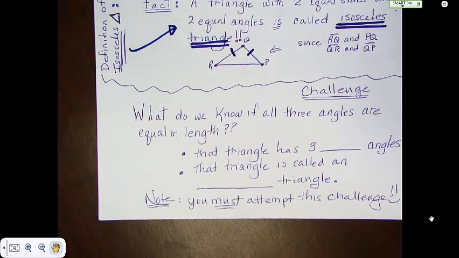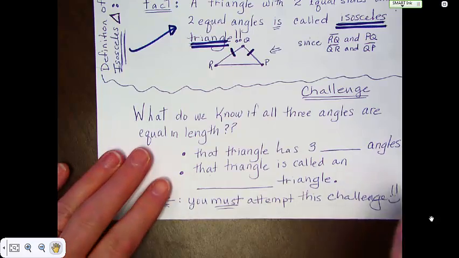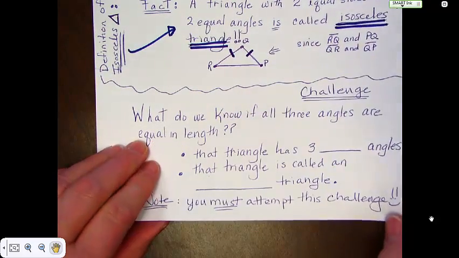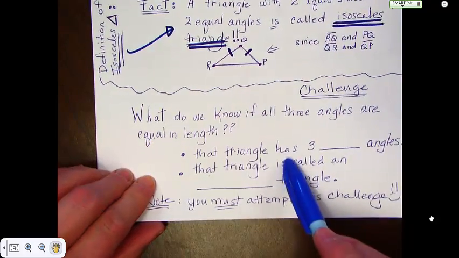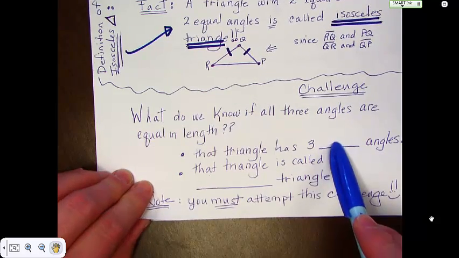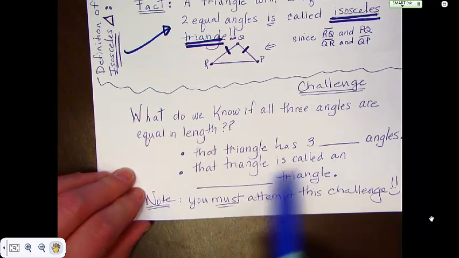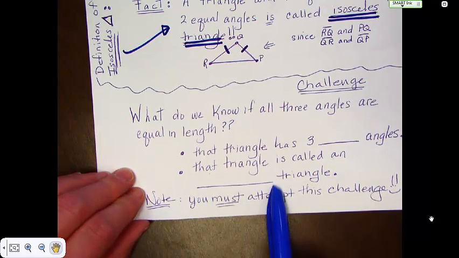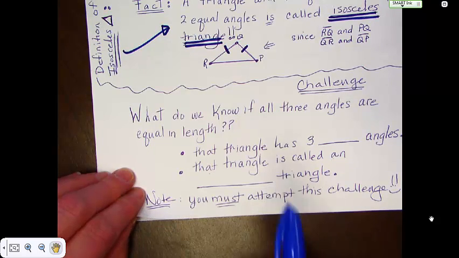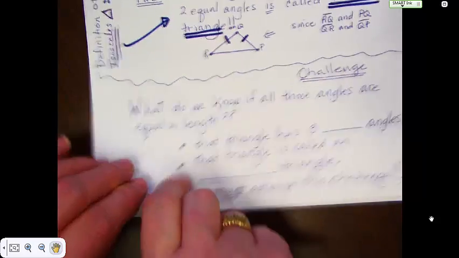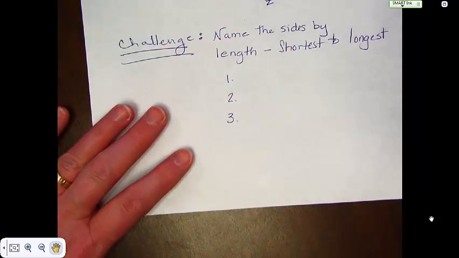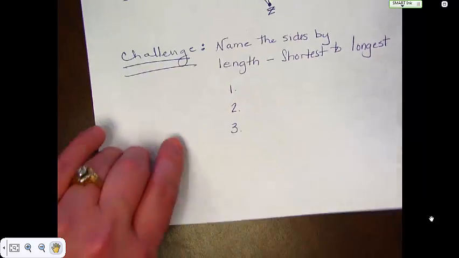Here's your challenge question for today. What do we know if all three angles in a triangle are equal in length? Okay. We know that that triangle has what angles? That triangle is called what kind of triangle? What do we know? This is a challenge question. Okay, I have one more challenge. I think you can handle this.